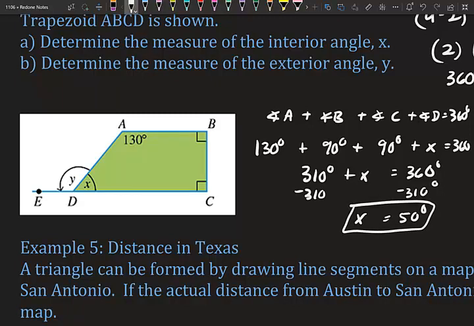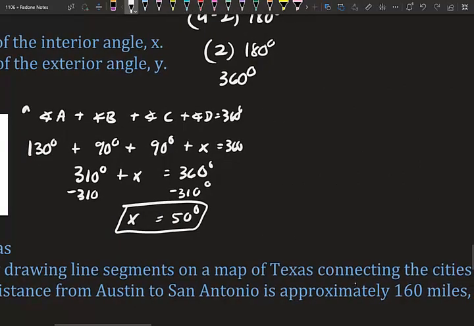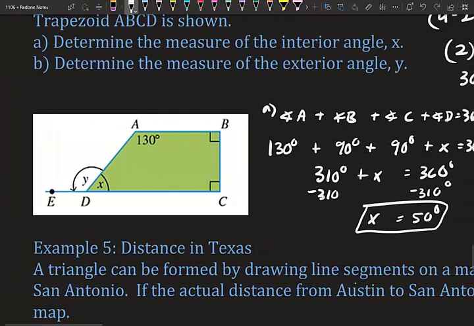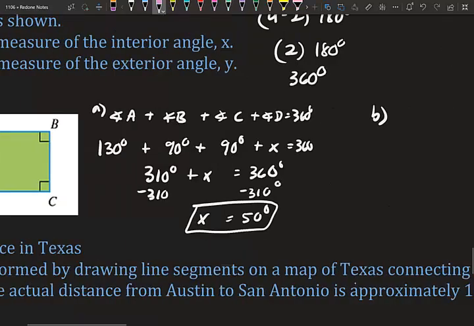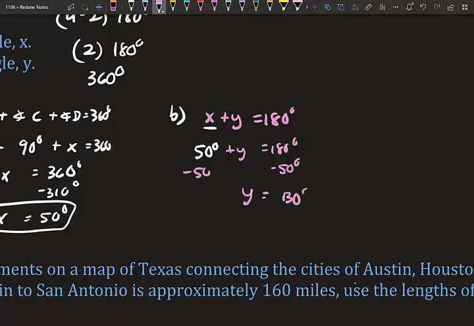Now we have to find the exterior angle. Regardless of the size of the shape, if you know the angle next to it, they're always supplementary. So these 2 angles, when you add them up, are going to equal 180 degrees because one's interior, one's exterior. So we know X plus Y equals 180. Well, we know X, it's 50. We subtract 50, and we get Y equals 130 degrees.